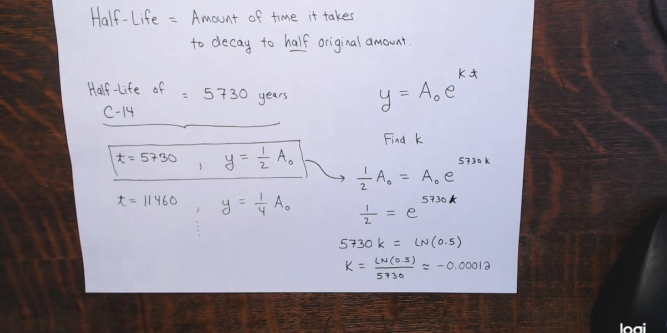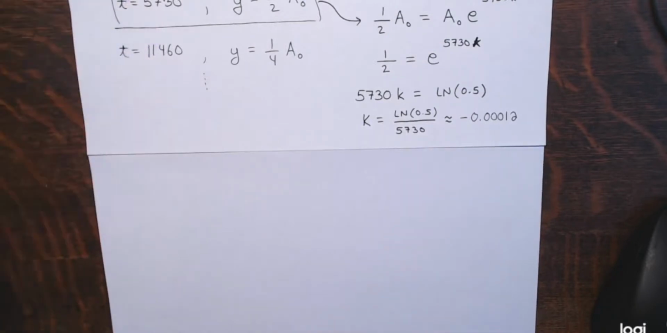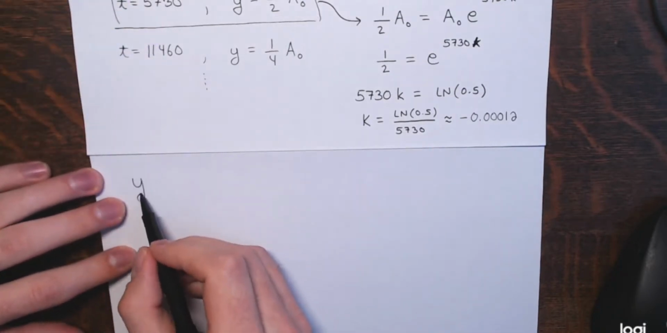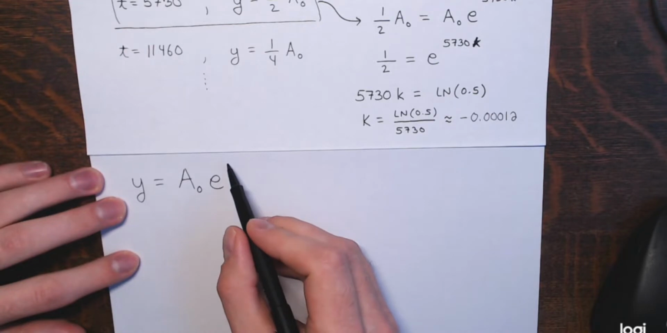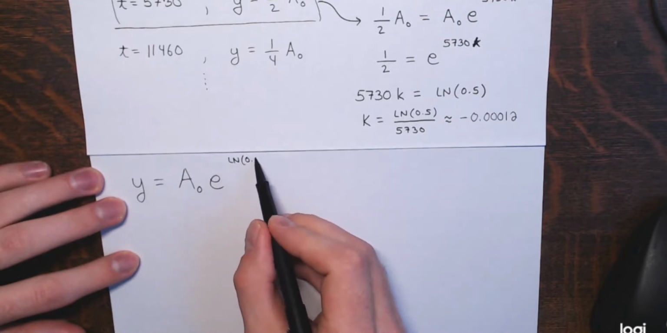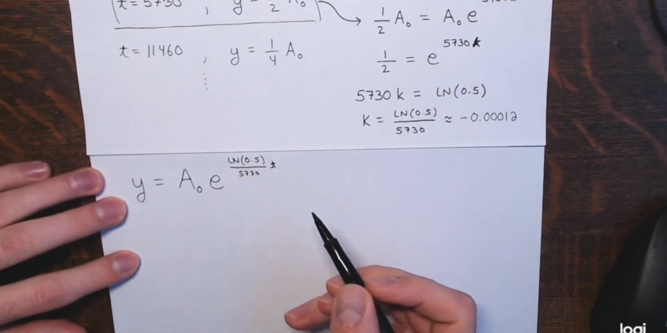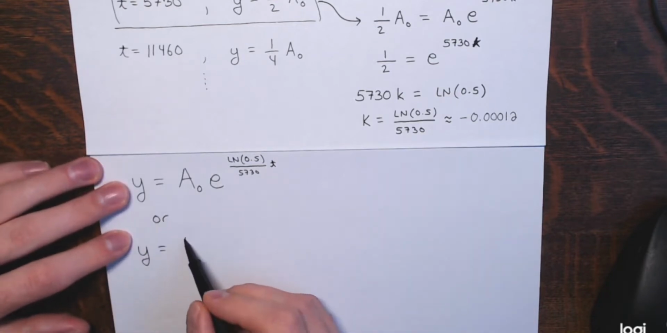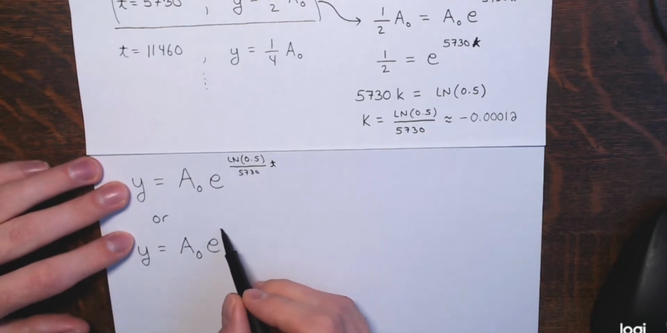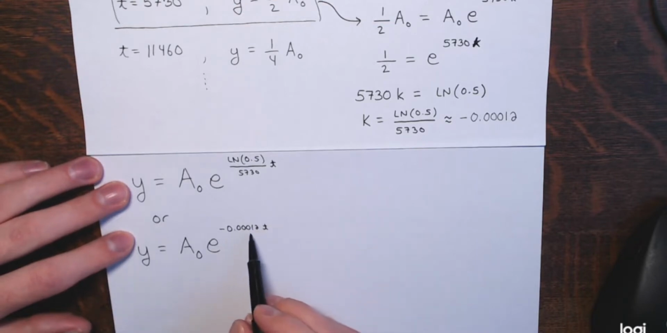So the model for a half-life problem involving carbon-14 is this: Y equals some initial amount of carbon-14 times e to the natural log of a half divided by 5,730 times T. Or I could do this: Y equals A sub 0 times e to the negative 0.00012 times T. And again, notice the value of K is negative. It will be a decay problem when this is negative. It's a growth problem when it's positive.